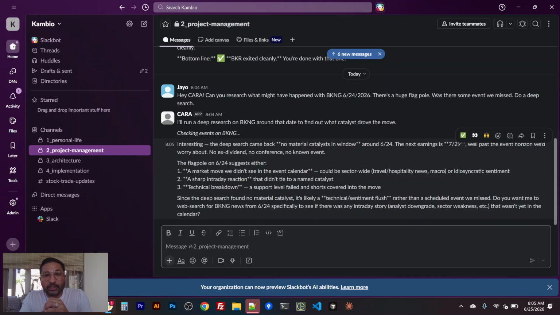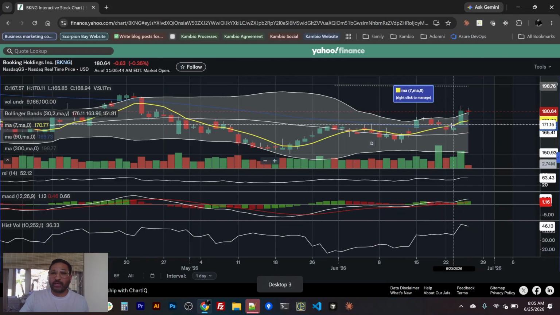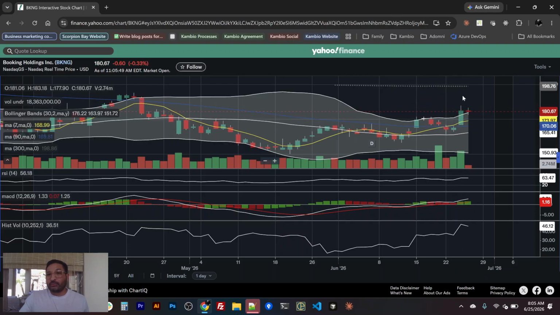Sharp intraday reaction. Technical breakdown. So yeah, nothing so far. But this is the market. The market's unpredictable, so we're trying to be right 80% of the time, if we can. Fortunately, we have these tools in place that are saying, hey, you know what, this is off regime. This is off of our hypothesis.